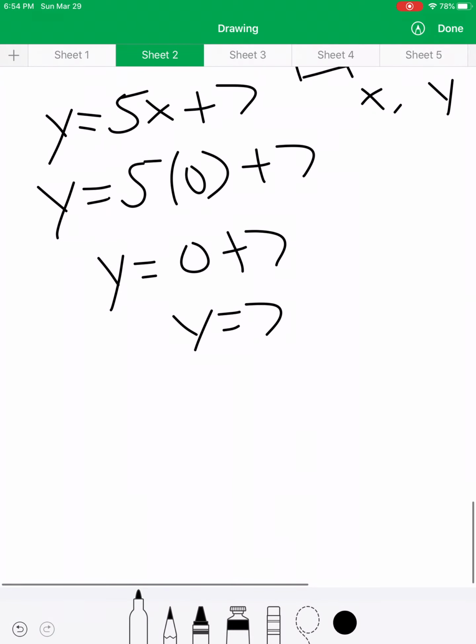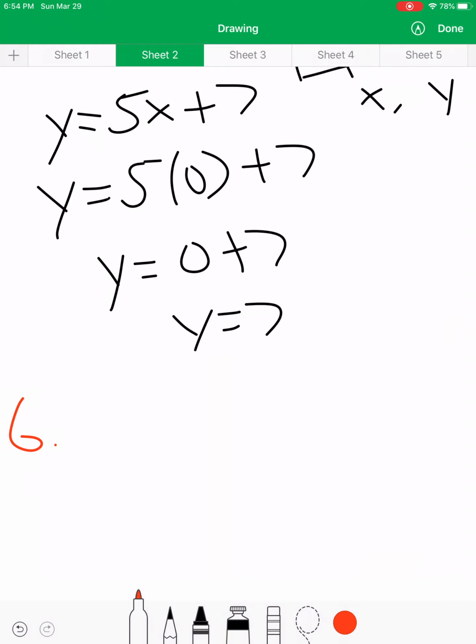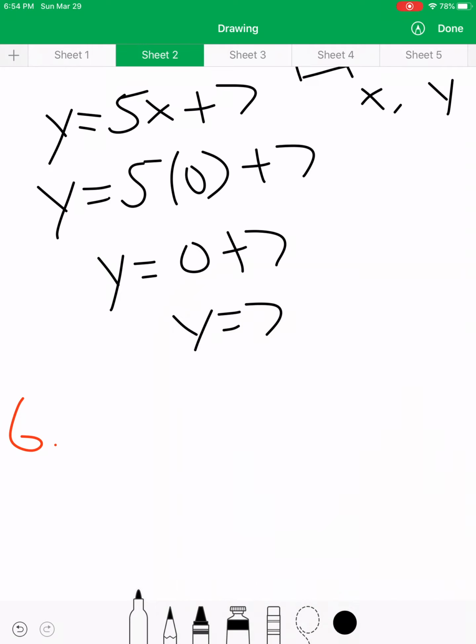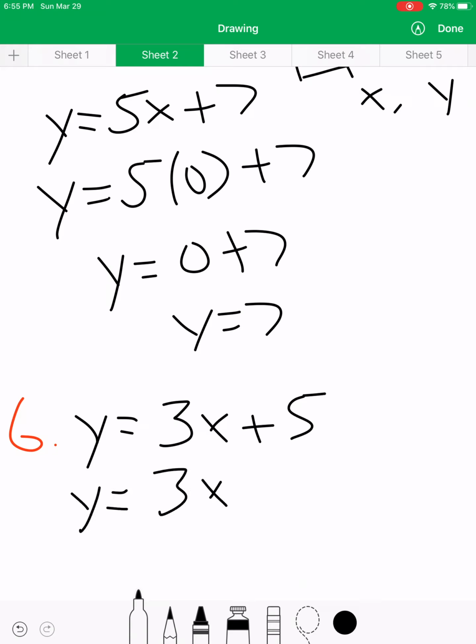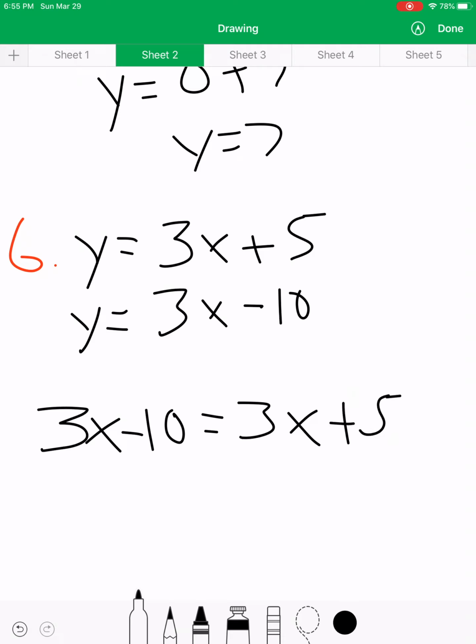Okay, moving on, we have number 6 now. And if you remember, I gave you a little hint about number 6 at the end of the last video of your last lesson. So y equals 3x plus 5 and y equals 3x minus 10, okay? Again, substitute either one in for y. I'm going to write it as 3x minus 10 equals 3x plus 5.